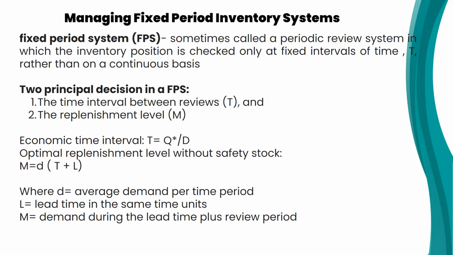Managing Fixed Period Inventory System. Fixed Period System, or FPS, sometimes called the Periodic Review System, in which the inventory position is checked only at fixed intervals of time, T, rather than on a continuous basis. Two principal decisions in a FPS: the time interval between reviews and the replenishment level. Economic time interval T equals EOQ over D, optimal replenishment level with the safety stock. Next slide po.